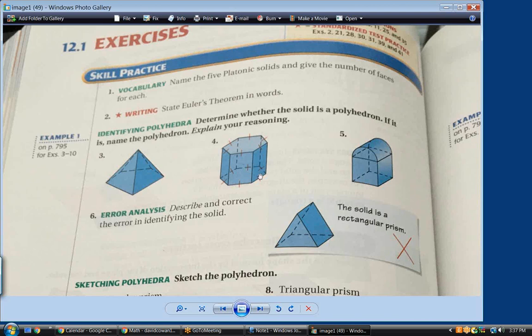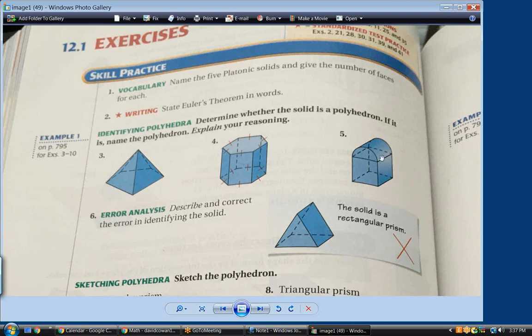Number 4 is a prism. The hexagonal prism. Yeah, why is it a prism? In other words, there's a certain quality that all prisms have: 2 equal opposite bases. Equal, opposite, and parallel. In other words, the top is the same as the bottom, and they are parallel.